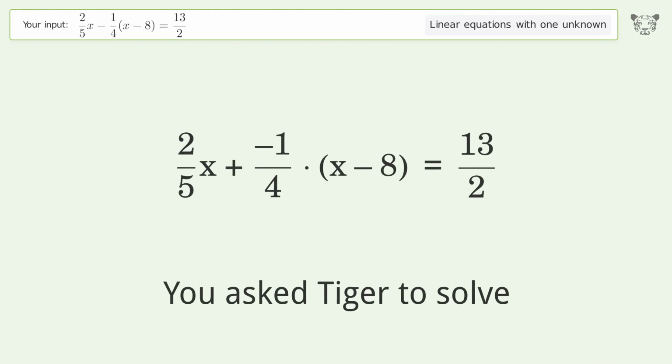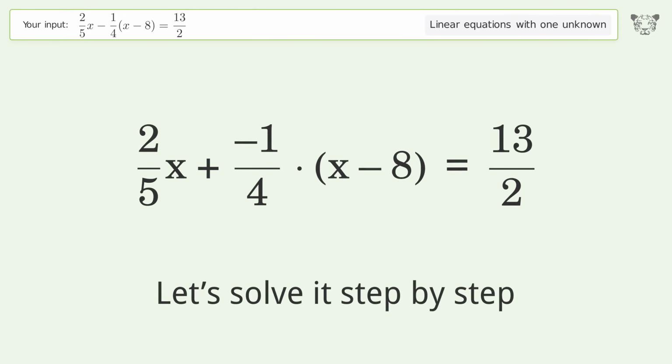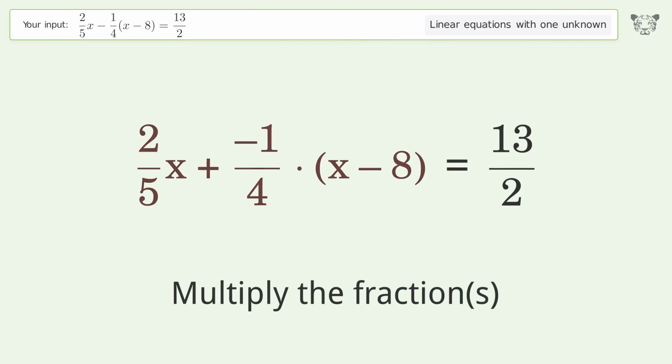You ask Tiger to solve. This deals with linear equations with one unknown. The final result is x equals 30. Let's solve it step by step. Simplify the expression. Multiply the fractions.